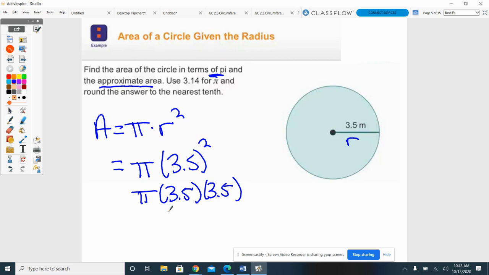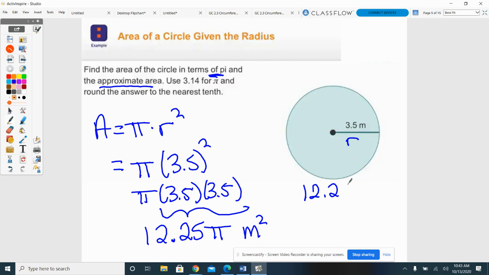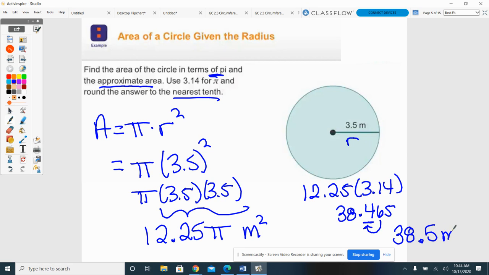Well, how can I make that exact? Just take the numbers without the pi times each other. 3.5 times 3.5 is 12.25 pi, and now we can say meters squared. That is the exact answer. If you're going to do the approximate, you'll take 12.25 times the 3.14, and they want us to round to the nearest tenth. So my calculator is telling me 38.465. Tenth is one decimal. The 6 is going to turn that 4 into a 5, and that'll be 38.5 meters squared. Little practice with rounding as well.